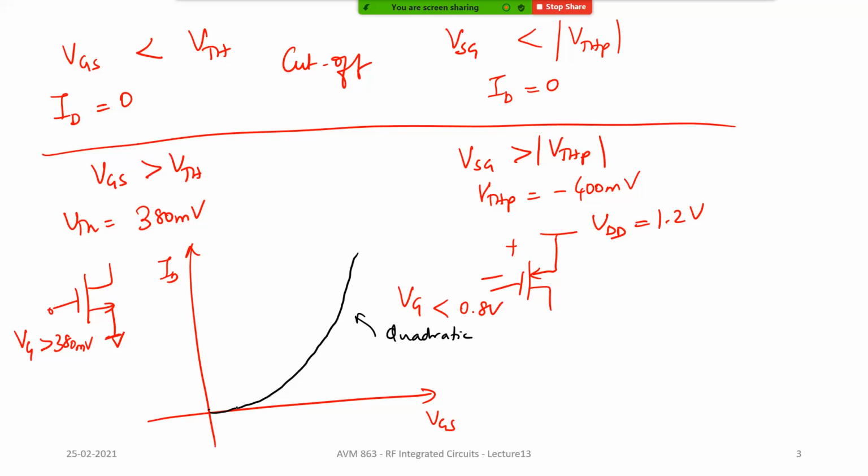Now you can see that the threshold voltage is somewhere here, something like this. You can also see that below the threshold voltage there is a smaller amount of current which is flowing. That is what is called subthreshold conduction.